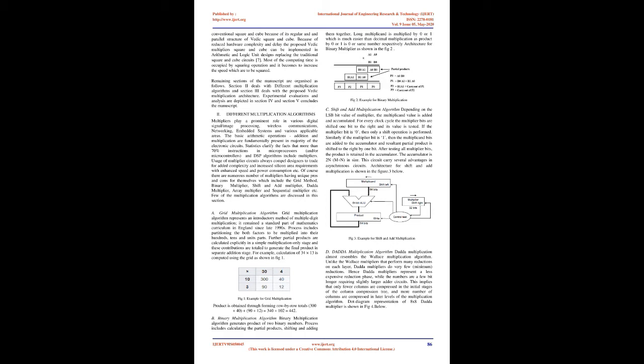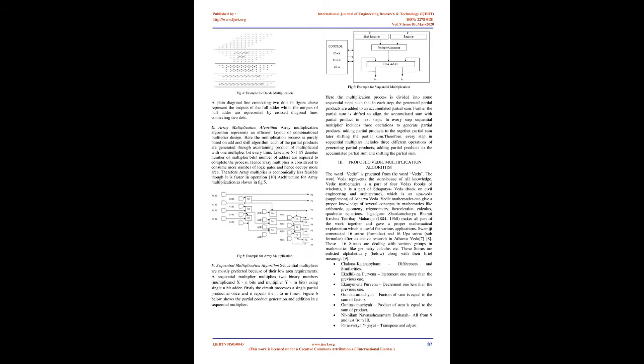Usage of multiplier circuits always compels designers to trade off added complexity and increased silicon area requirements against enhanced speed and power consumption, etc. Of course, there are numerous multipliers having unique pros and cons, which include the grid method, binary multiplier, shift and add multiplier, data multiplier, array multiplier, and sequential multiplier, etc. Few of the multiplication algorithms are discussed in this section. A grid multiplication algorithm. Grid multiplication algorithm represents an introductory method of multiple-digit multiplication.